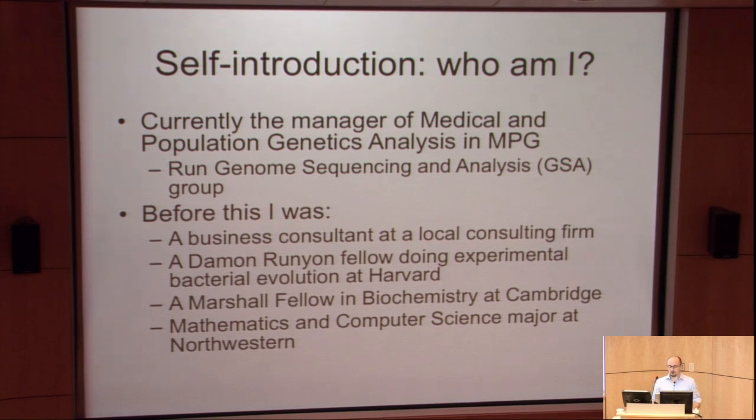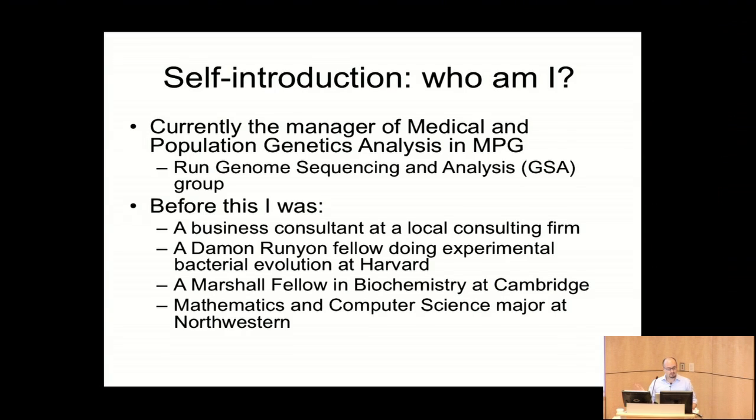Before I joined the Broad, I did a variety of things. One thing, I was actually a business consultant for a while here at a local consulting firm. I was a Runyon Fellow at Harvard, actually doing experimental evolution. So I was an experimentalist before this. And before that, I was a biochemist. And then even before that, I was a mathematician. So I guess I've worn many hats. And ultimately, though, they led me to here, which is sort of a good combination of experimental work and computational work.